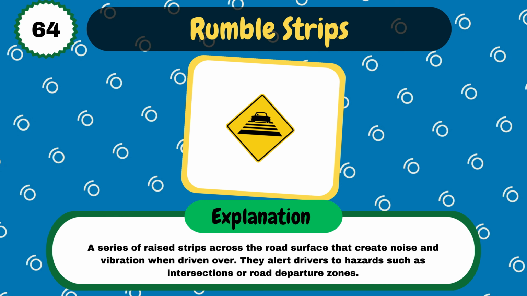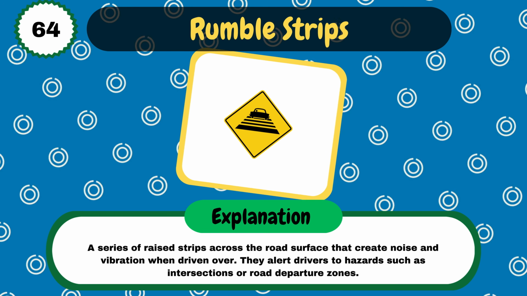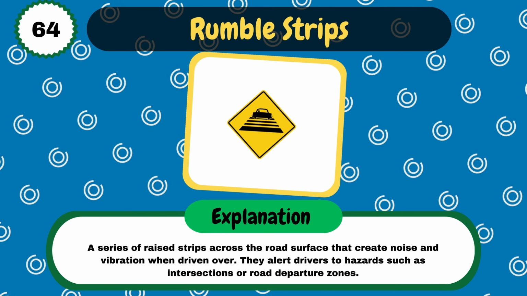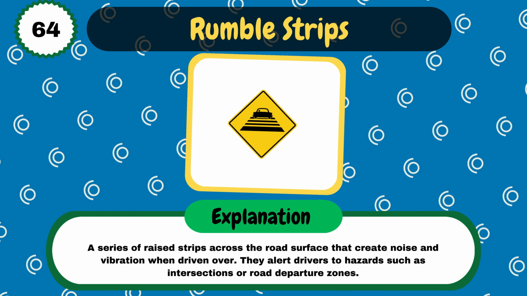This is the rumble strip sign, and it means raised ridges or grooves on the road surface are ahead. When driven over, they create noise and vibration to alert drivers, especially before intersections or areas prone to drowsy driving.